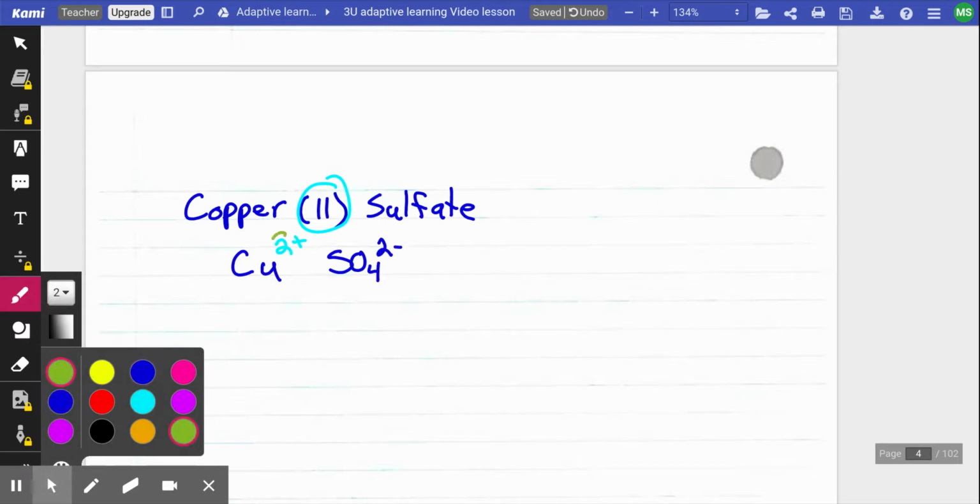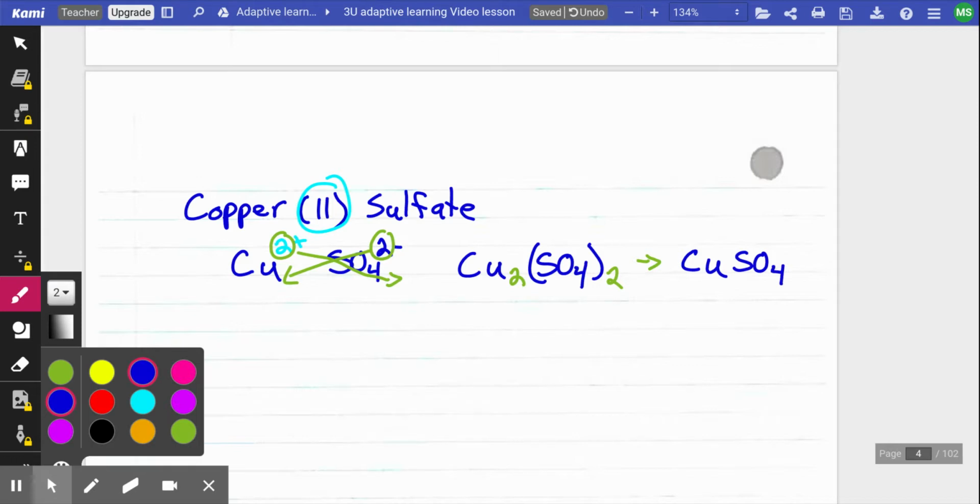So we take our numbers, drop the charges, cross them down, and we end up with Cu2(SO4)2. But because both of these are a 2, we can put it in lowest terms, and we divide them both by 2, so we end up with CuSO4.